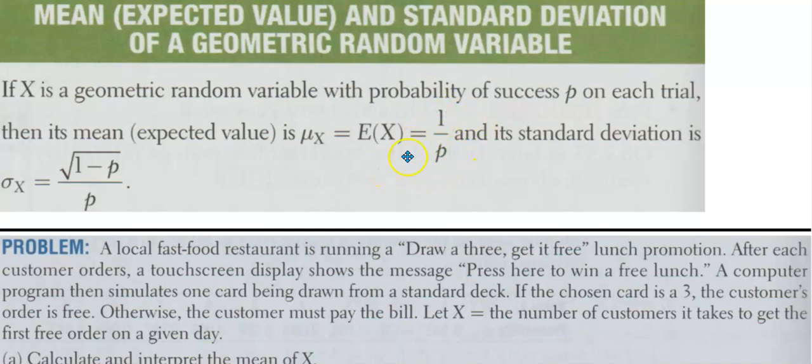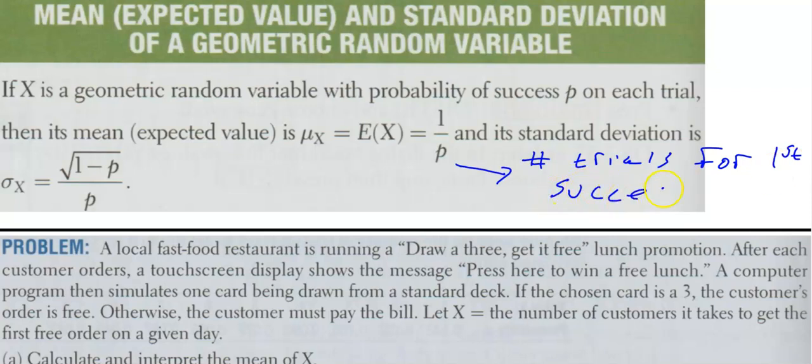This is how many times do I expect the process to work? How many trials do I expect it to take to get one success? That is my expected value. So that's what an expected value of a geometric process is telling me. How many trials do I have to do before I get my first success?